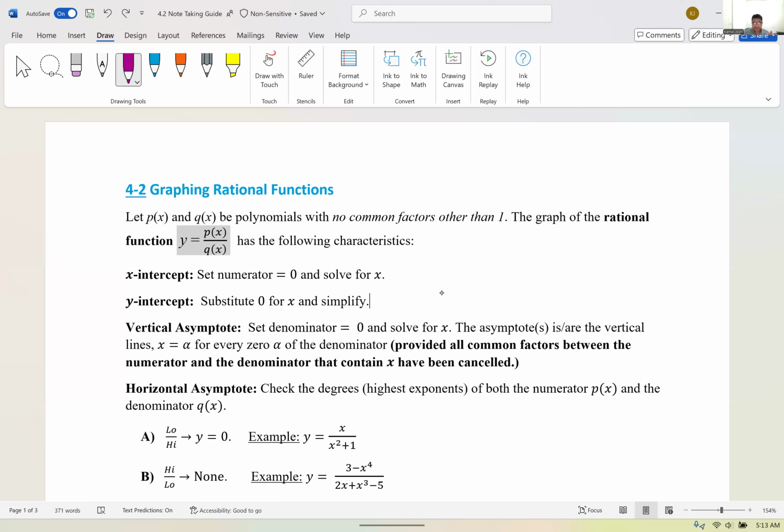Okay. And in that also, we are starting with the simple type where the numerator and denominator have no factor common other than 1. Okay. So, in that case, what happens? Because there are no common factors, the idea is simple that both numerator and denominator will have different sets of zeros, right? If they have the common factor, it will have the same zero. Otherwise, they will have different sets of zeros.